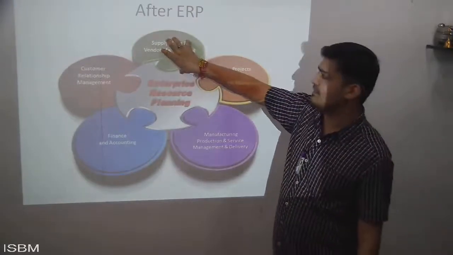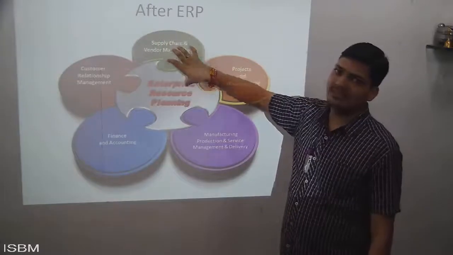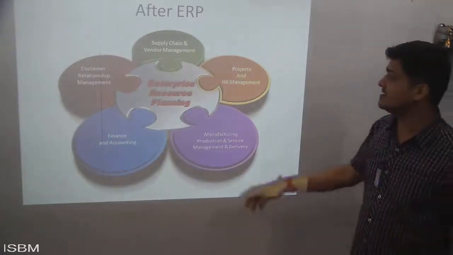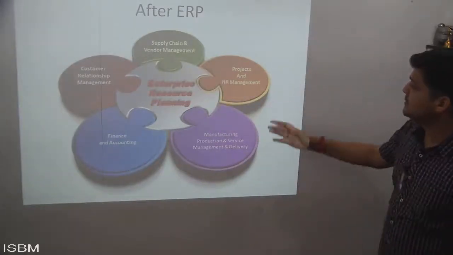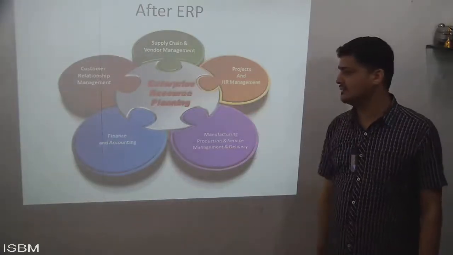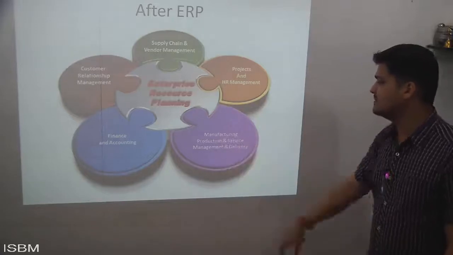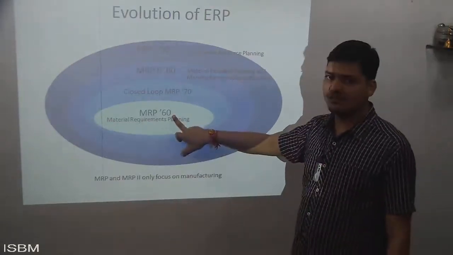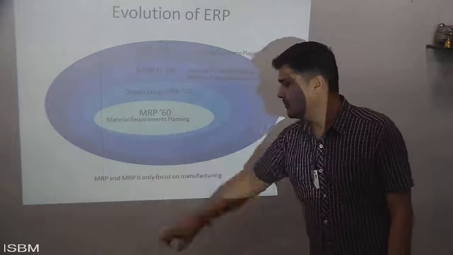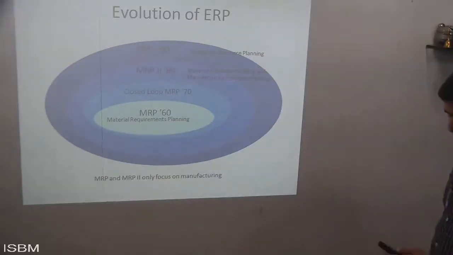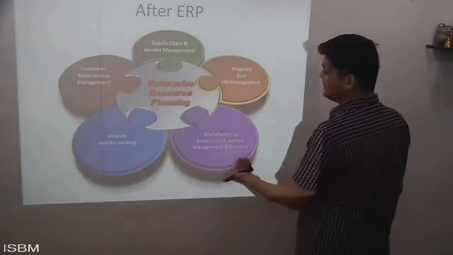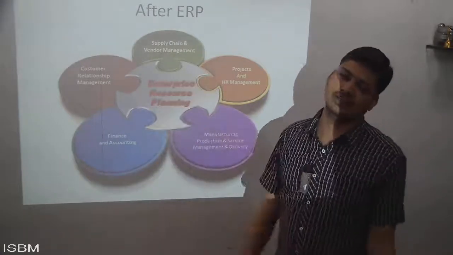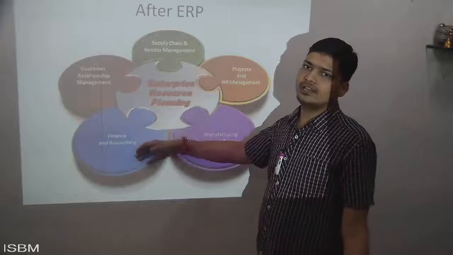Here you can see that supply is easily taken care of by any ERP, for any company that has a logistics side with supply chain management and vendor management. Here you can see projects and HR management are easily taken care of, and manufacturing, product and service management and delivery. So we have seen that the MRP only takes care of material management. But here you can see that manufacturing, production, service management and delivery are also taken care of by the ERP. Then financial and accounting, which was not there in the MRP, is also taken care of by the ERP.